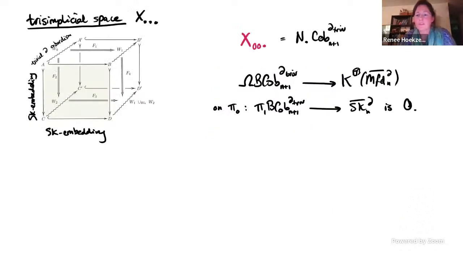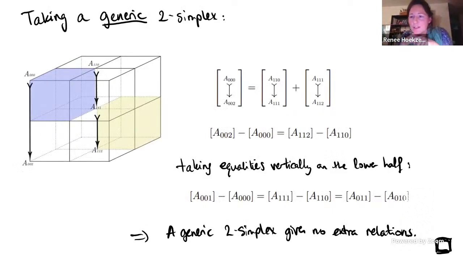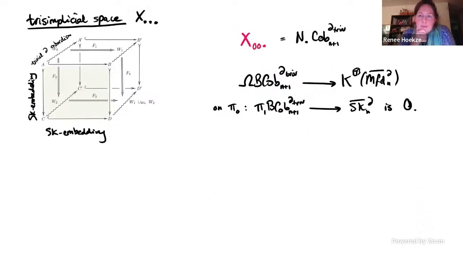Okay. So this concludes the details of that proof, which I thought I would show this time. So I've now shown that pi1 of this realization of the simplicial set indeed corresponds to manifolds up to SK relations and cobordism.